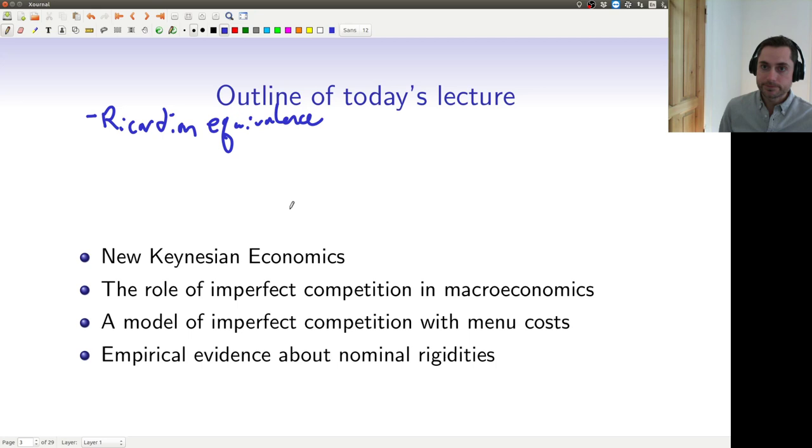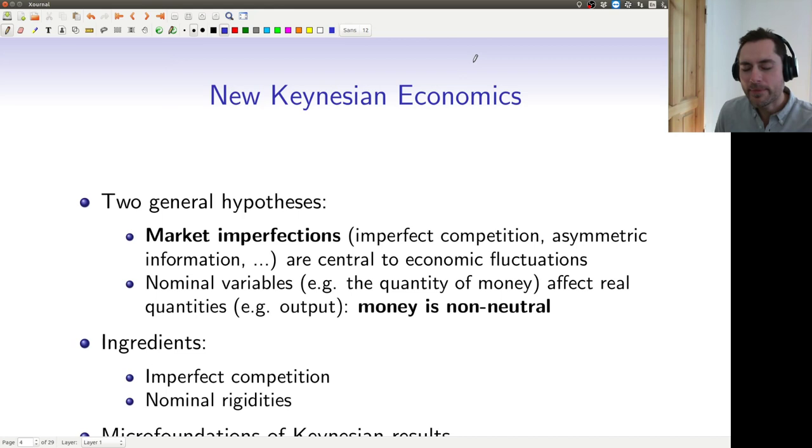So what do we mean by new Keynesian economics? The number one thing is that markets are not perfect and that money is not neutral.